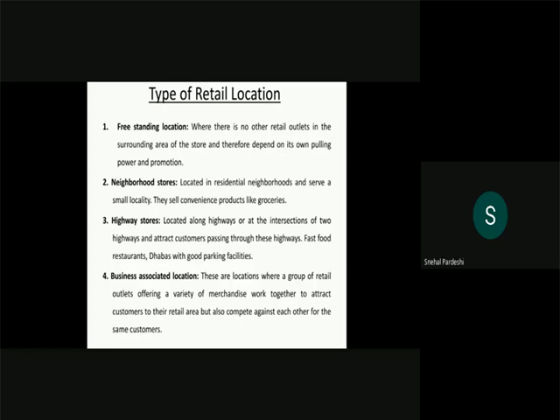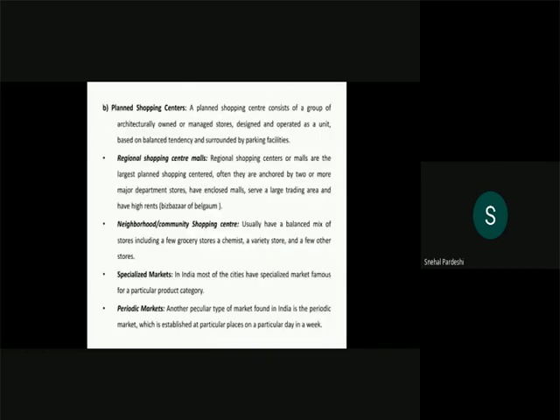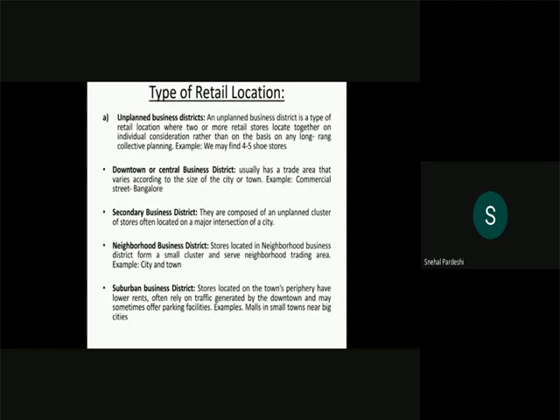So we have different types of locations on the basis of unplanned business districts, and also we have planned shopping centers. Fine. Once we talk about planned and unplanned business districts, the name itself says these are locations for a retailer with two or more retail stores located together by individual consideration, rather than on the basis of any long range collective planning.